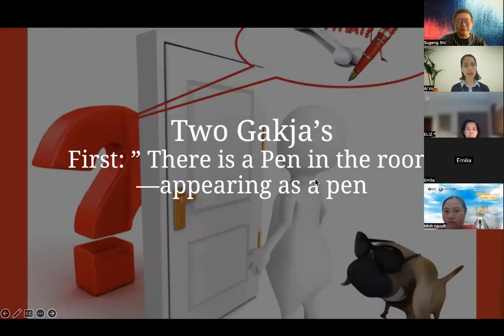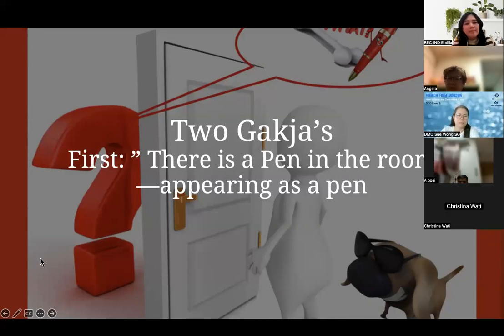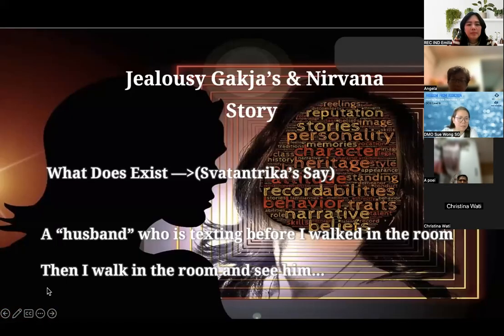So two Gakchas here. There is a pen in the room appearing as a pen, appearing as a pen without us having to see it as a pen. Follow? So this is the first Gakcha based on Svatantrika. And of course, the second Gakcha is, later we talk about that.